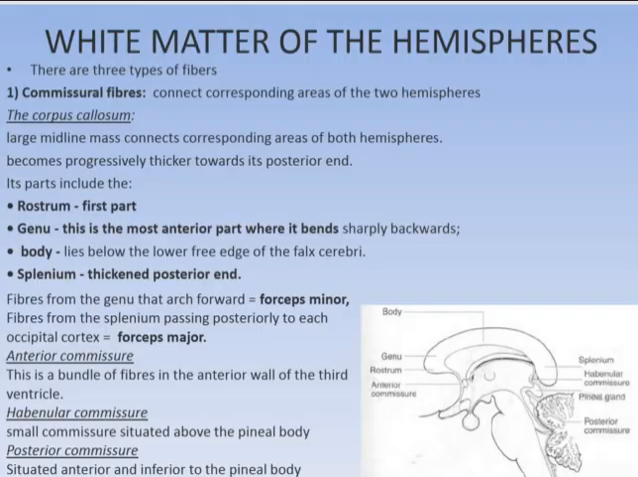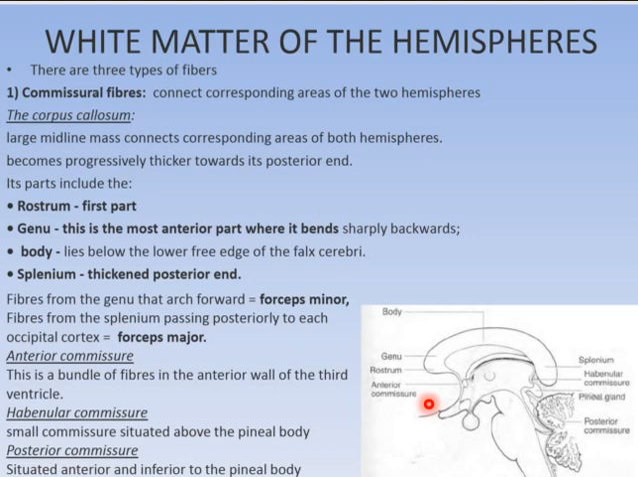The white matter. There are three types of fibers within the cerebral hemisphere. The commissural fibers connect corresponding areas of the two hemispheres. The largest part of it is the corpus callosum, a large midline mass connecting corresponding areas of both hemispheres. It becomes progressively thicker towards its posterior end.